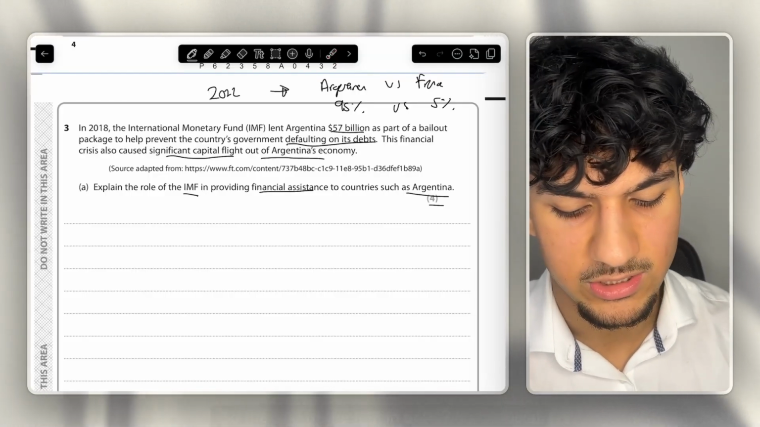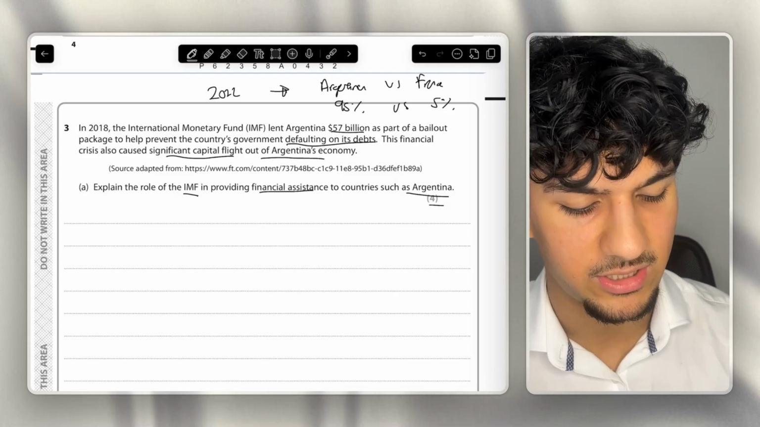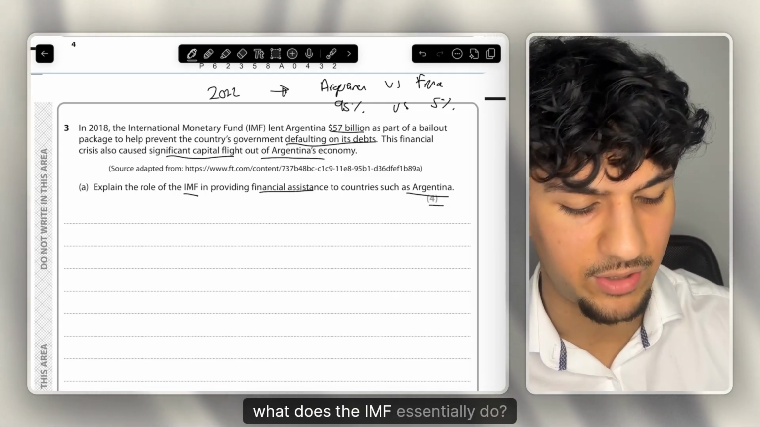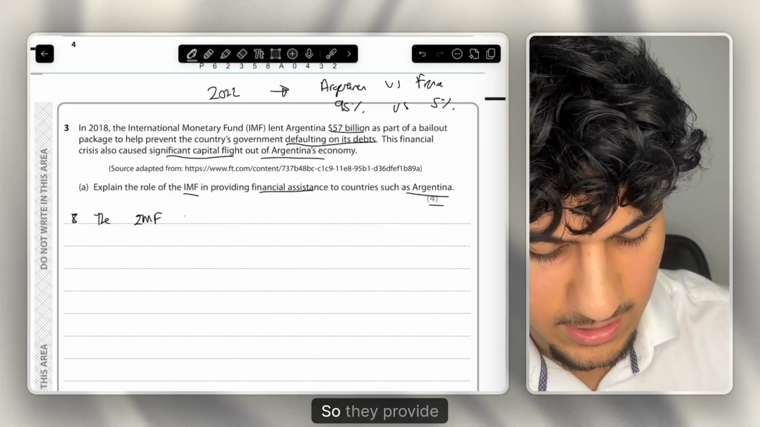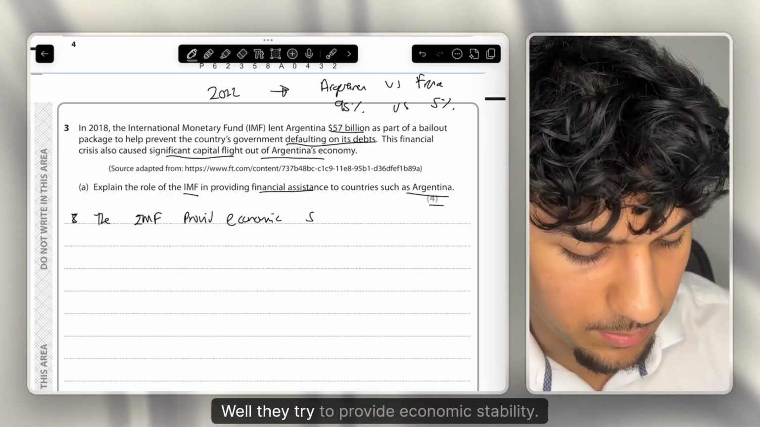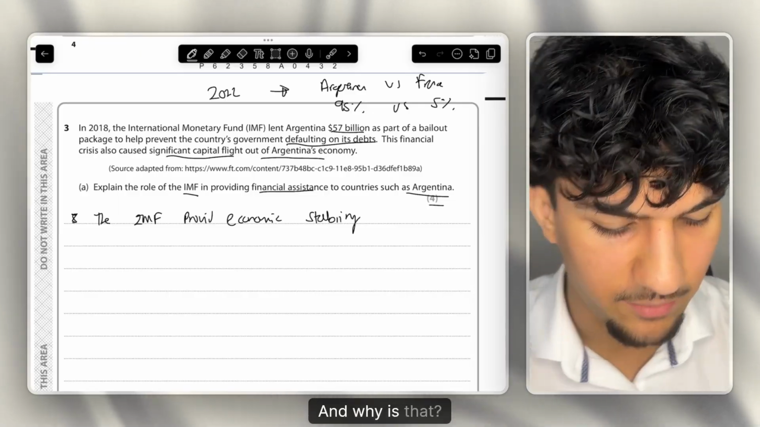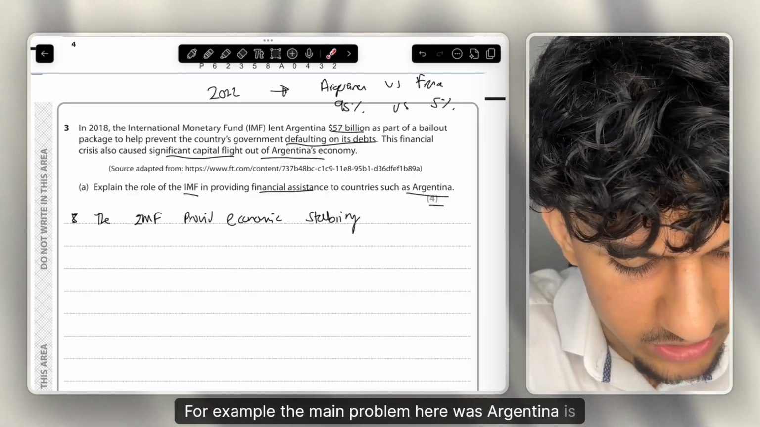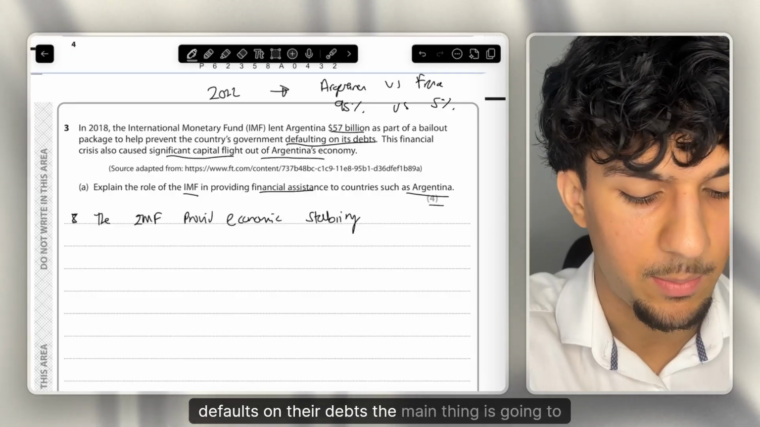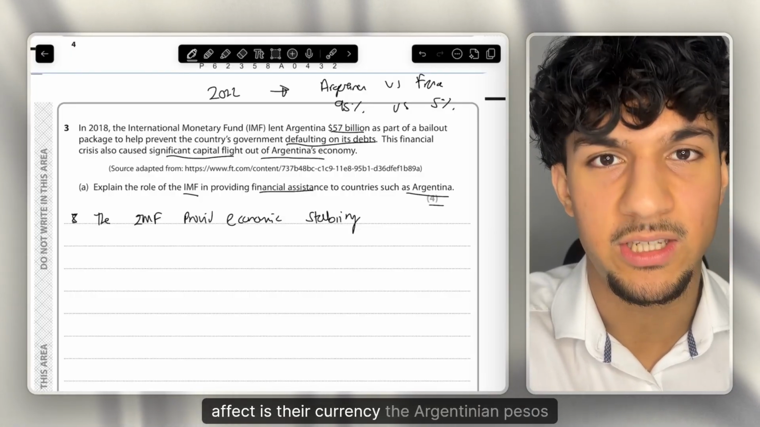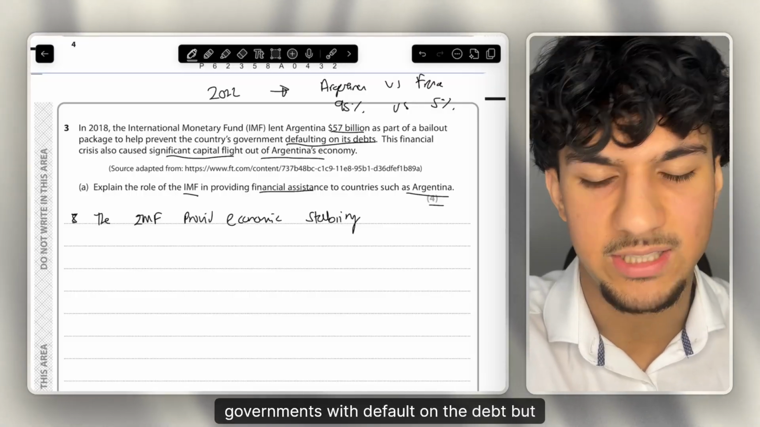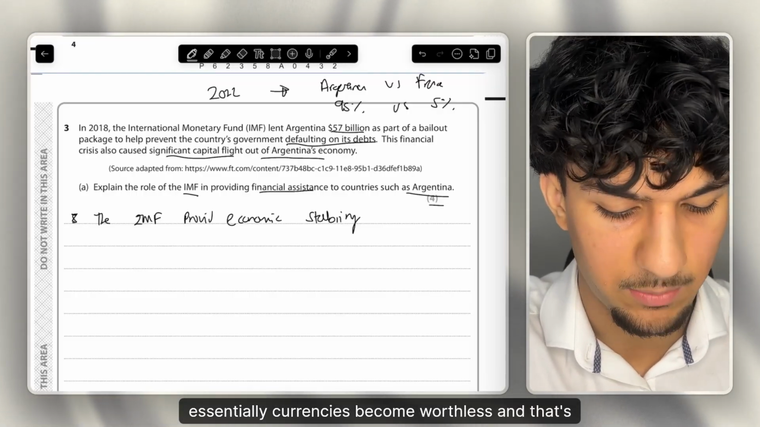But back onto the question. The role of the IMF in providing financial assistance to countries like Argentina. So what does the IMF essentially do? They provide economic stability. Why is that? For example, the main problem here was Argentina is going to default on their debts. And if Argentina defaults on their debts, the main thing it is going to affect is their currency, the Argentinian pesos, where if governments default on their debt, essentially currencies become worthless, and that's the main issue there.